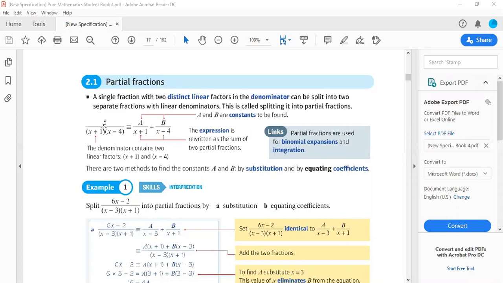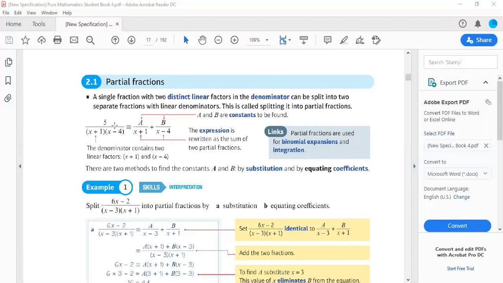Suppose 5 divided by (x plus 1)(x minus 4) is a single fraction. It has two distinct linear factors, x plus 1 and x minus 4, which are different factors. Distinct means different factors. Here x has power 1 in both, which is why these factors are linear factors.